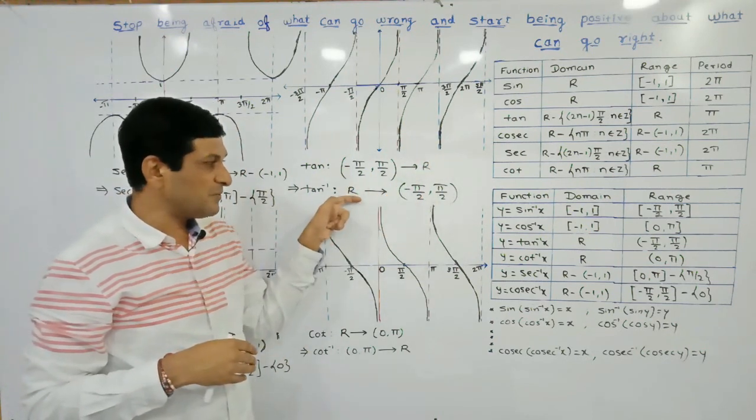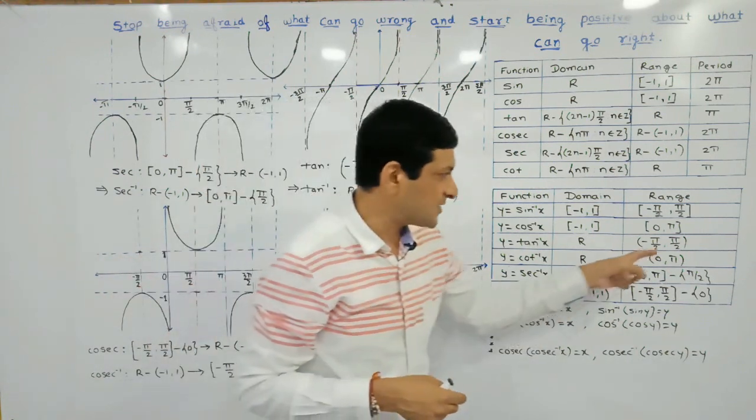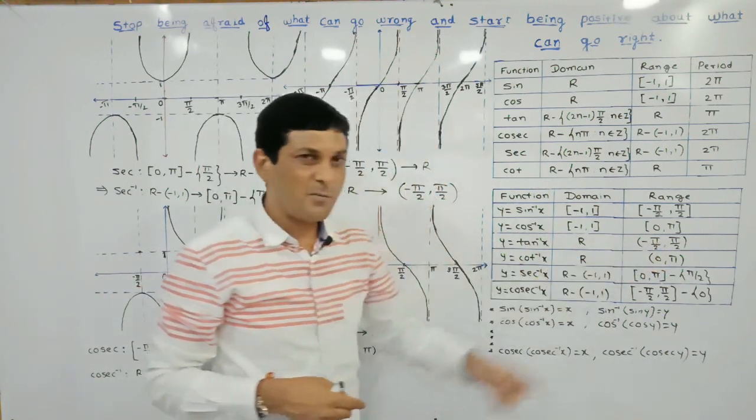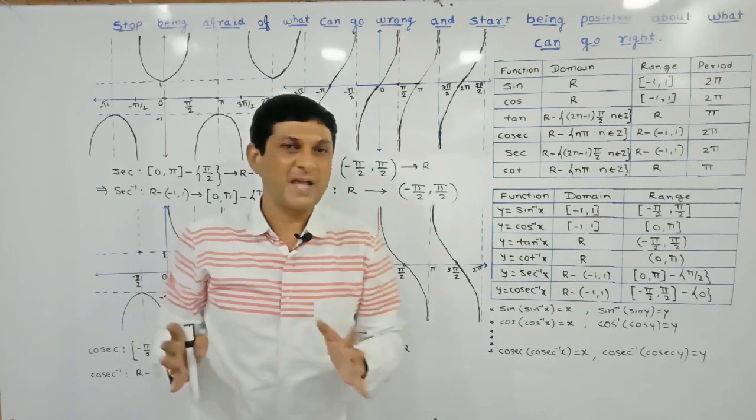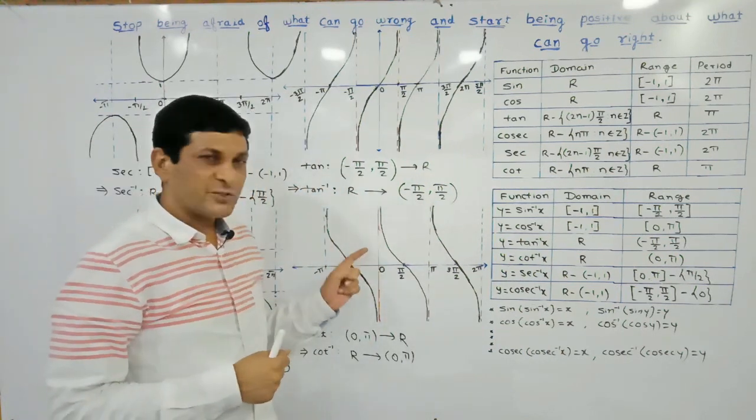Means here the domain set will become R and the range set will become minus pi by 2 to plus pi by 2. So these are some ideas about tan inverse. Now let us discuss the next trigonometric function, that is cot.